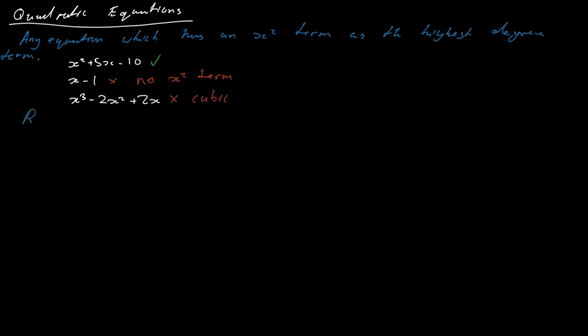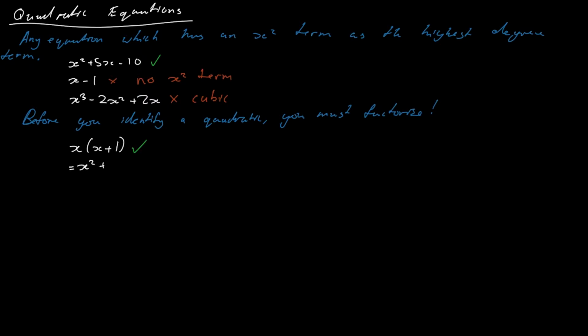so it's a cubic. Quadratic equations can be harder to identify if they're factorized. For example, you might get something like x outside of x plus 1, and that's actually a quadratic because if you expand it out, you get x squared plus x.